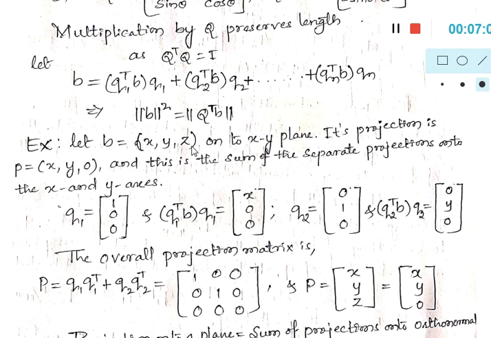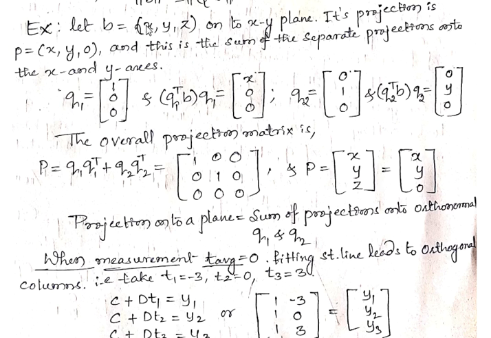Now let's see an example to understand this. If B is xyz, on the xy plane its projection is xy0, and this is the sum of the separate projections onto the x and y axes. To prove that and understand it, let's say Q1 corresponds to the x axis, so it is 1 0 0, and when we compute Q transpose B into Q1, we get just one, only the first element exists.